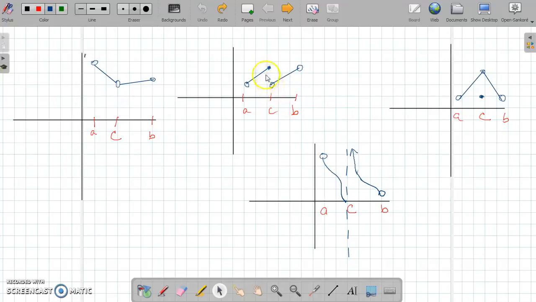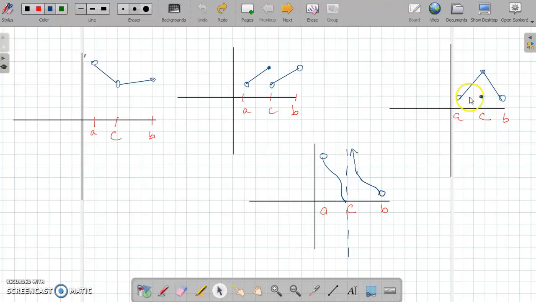Here, you'll notice f is defined at c. It's defined right here, but the limit does not exist. Can you see that? If we had our little man walking down this one and up this one, we would not come to the same place. So the limit does not exist there.